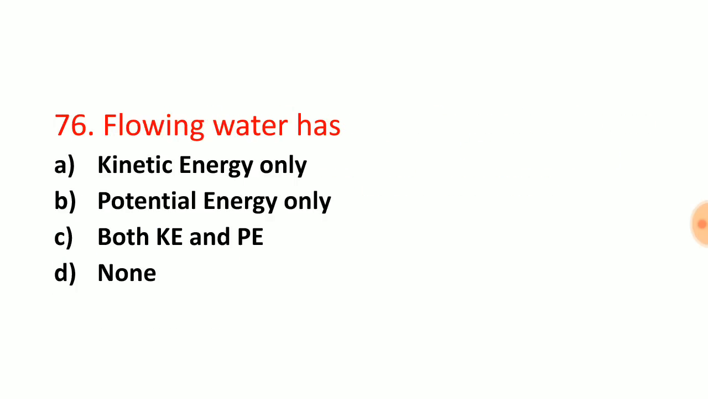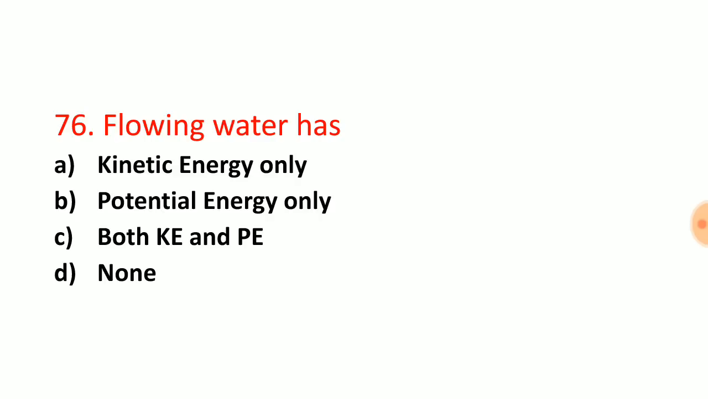This is a tricky question. In flowing water, the easy answer is it has kinetic energy. But if there is an option of both kinetic and potential energy, in such a case the answer will be both KE and PE. Option C is the right answer, because water moves from level to level and its kinetic and potential energy changes.